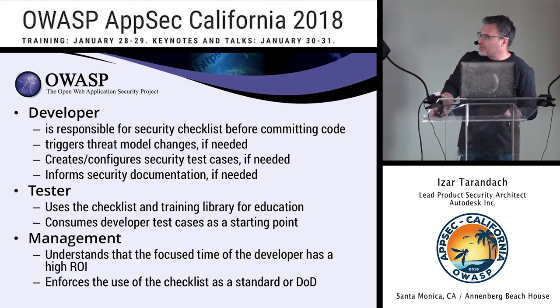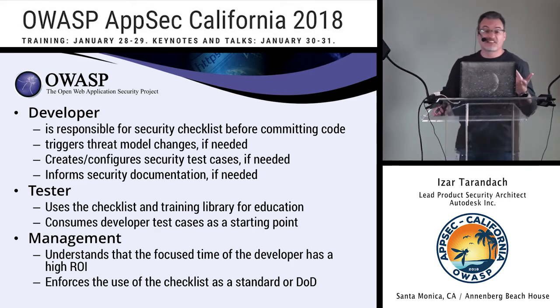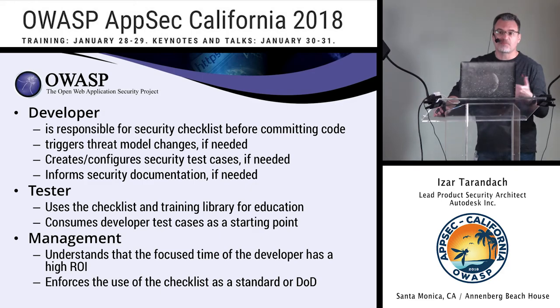The developer can trigger the threat model change if needed, can create a security test case if needed, and can inform the security documentation, again, if needed. The tester can use the checklist and the training library for education. So they can use that as something that's going to guide the way that they do their tests. And they consume whatever tests the developer decides to do as a starting point for what they do. So if something came in that they don't have a test for yet, they're able to use that.